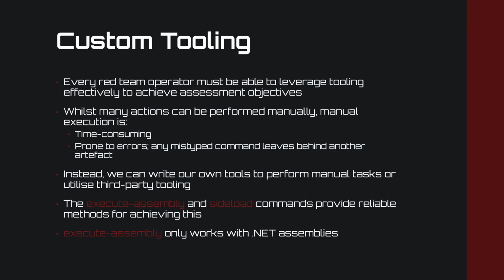Whilst we won't delve into writing custom tools of our own, we will shortly examine how we can leverage pre-existing ones. Now, it is important to note that the execute assembly command only works with .NET assemblies due to .NET's Common Language Runtime, or CLR. The sideload command can assist us in running any standard portable executable. However, we will discuss that in the next video. As such, before we proceed, let's take a look at how we can set up an environment in which we can compile such assemblies before we take a look at the inner workings of the execute assembly command.